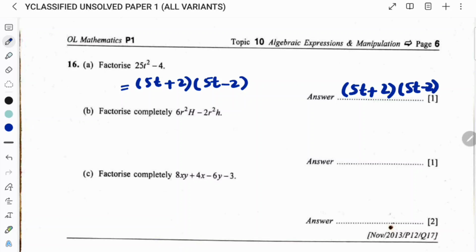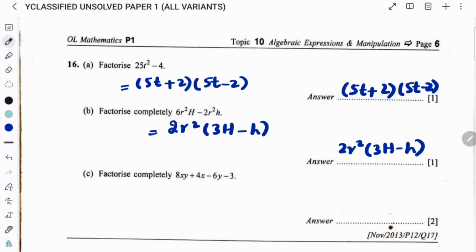And now the next one, factorize this one. So taking out the common factor, 2r squared is common, and then when you check, this is 3H left, and then minus h only. So 2r squared and 3 capital H minus small h.